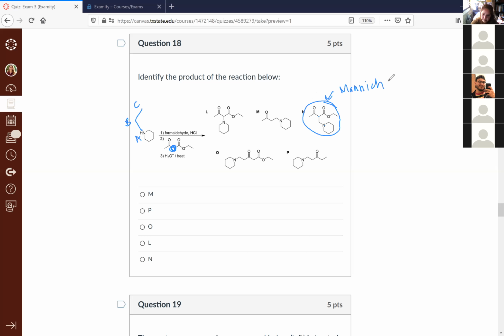But what happens in step 3? We have H3O+ and heat. What's going to happen to the ester at that point? Doesn't it get eliminated? Yeah, so it's going to get turned into an acid, and then we'll have a beta keto acid, which decarboxylates in heat. So we are looking for the decarboxylation product. So imagine just kind of crossing this out, and you end up with M.